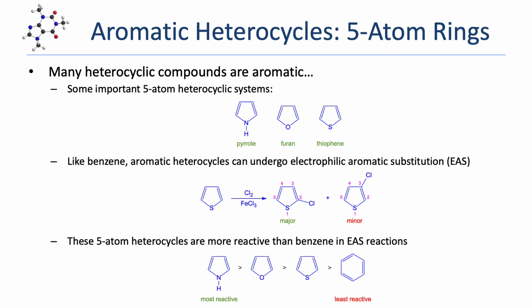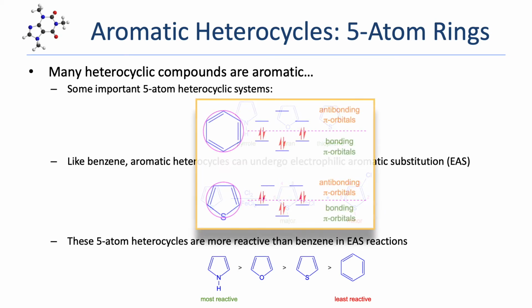With respect to overall reactivity, it turns out that pyrrole, furan, and thiophene are all more reactive than benzene in an EAS reaction. The exact reactivity order is shown here. There are several factors that lead to this order of reactivity. Pyrrole, furan, and thiophene are all less aromatic than benzene, making them less stable and thus more reactive. We can see why when we compare the pi molecular orbitals of benzene to thiophene.